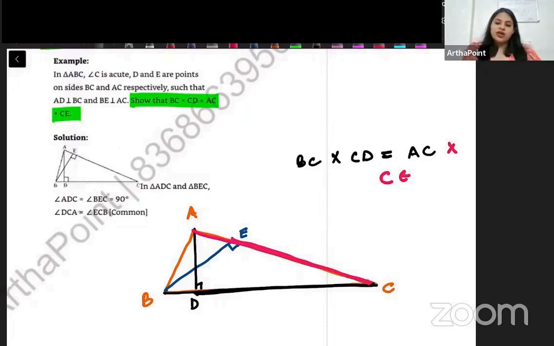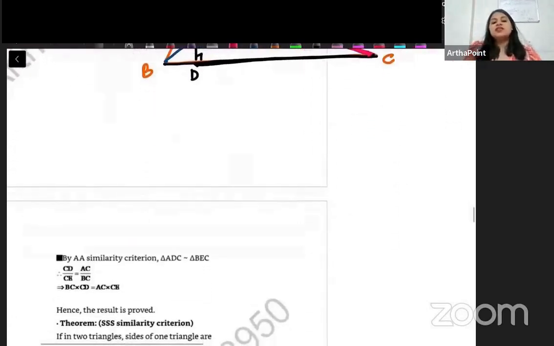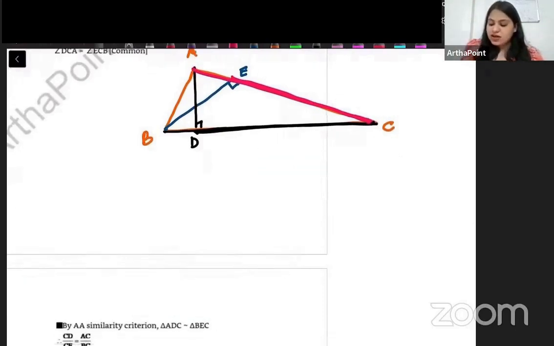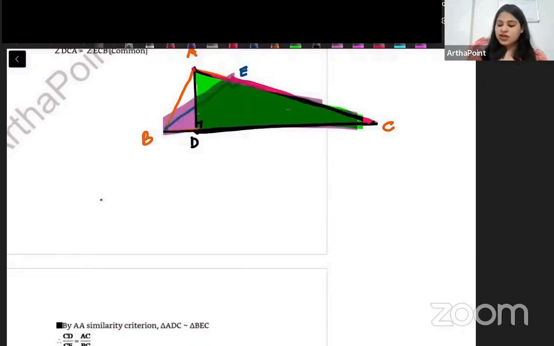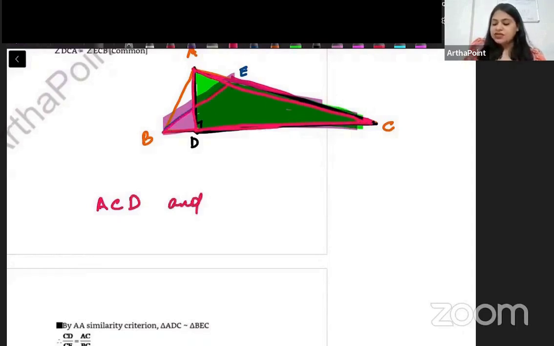So beta, what can we go ahead and do in this case? In this case, we can simply apply the AA criteria. If you look at this triangle, beta, ACD, a triangle yellow. And the other triangle that I am taking is this beta, BCE. So I am taking triangle ACE. No, let me just rename it. I am taking triangle ACD, this one, and triangle BCE.